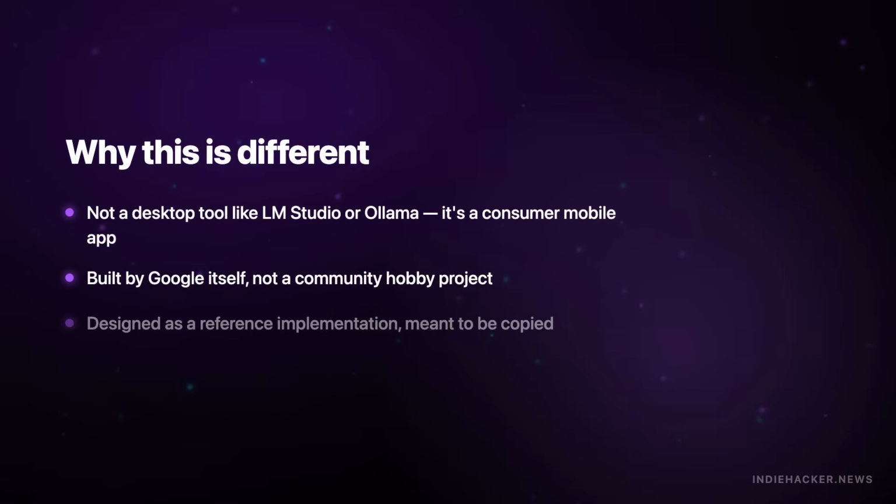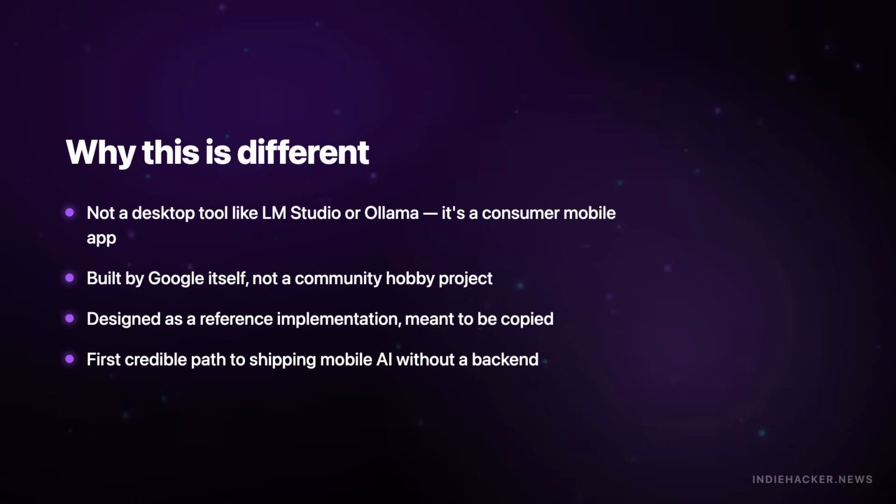Before we go through the features one by one, here's what actually makes this different from other on-device LLM things you might have seen floating around. Tools like LM Studio or Ollama already exist, but those are basically desktop apps that run small models on a laptop. This is something else entirely. It's a polished, distributable Android and iOS app from Google itself, designed as a reference implementation for shipping AI inside real consumer products. The architecture underneath is meant to be copied, not just used. And that distinction actually matters, because it means there's now a credible path to shipping mobile AI products without standing up any backend infrastructure at all.